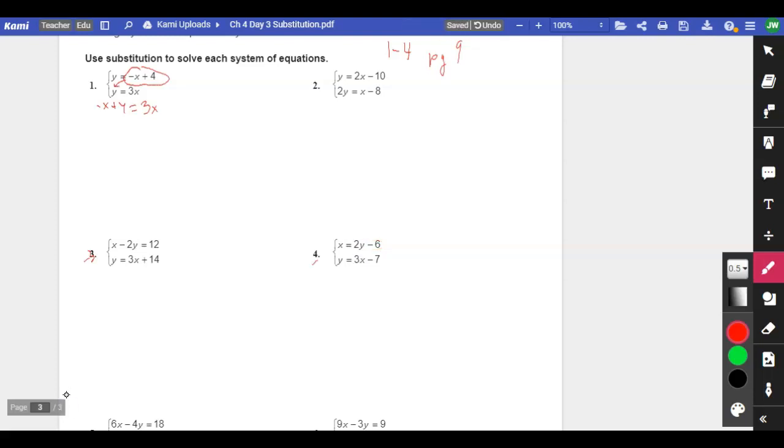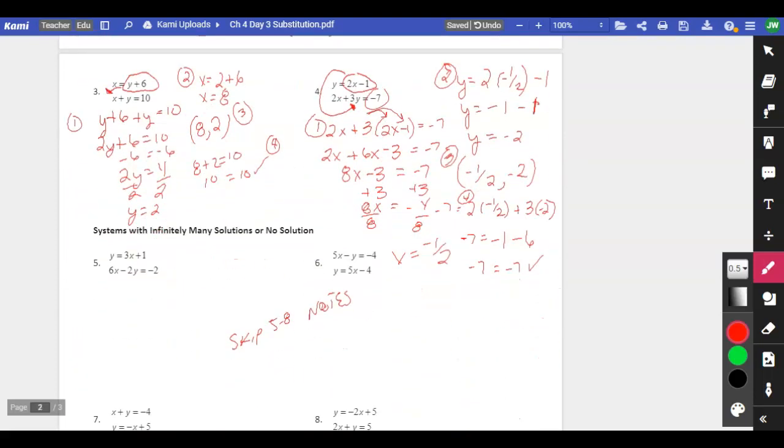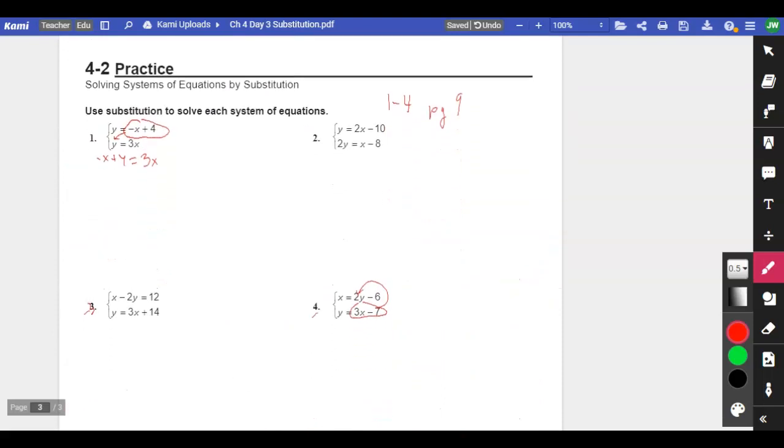Or you could take the 3x minus 7 and substitute it in for y. You can go either way there, and it would work. So again, 4 problems to go with the 4 that I did. Have a great day.